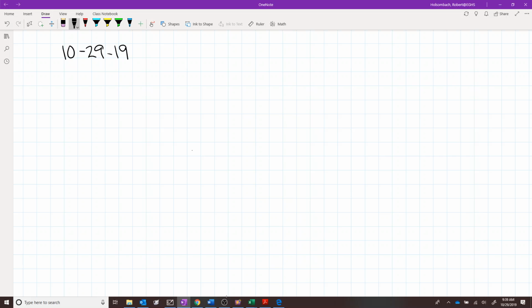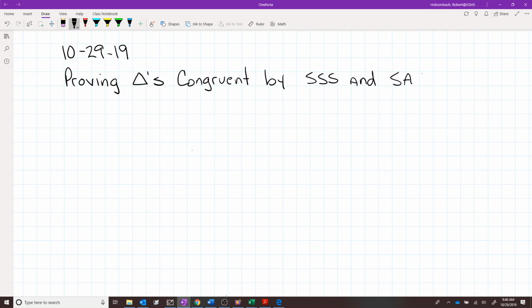Alright, today you're going to be proving triangles congruent by what's called SSS, which is side, side, side, and SAS, which is the abbreviation for side, angle, side. Okay, so let's get these postulates written down first.